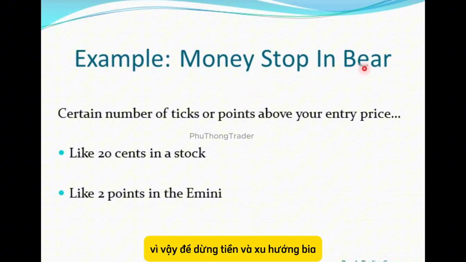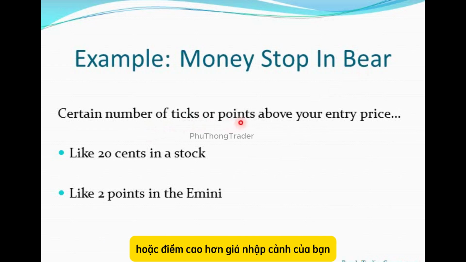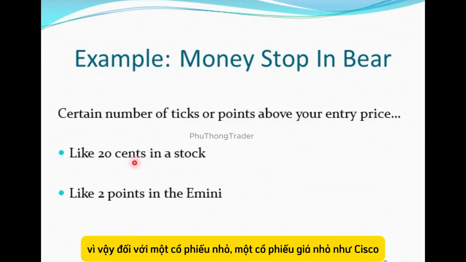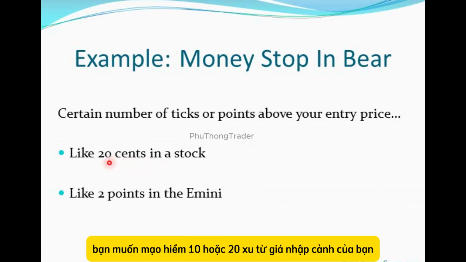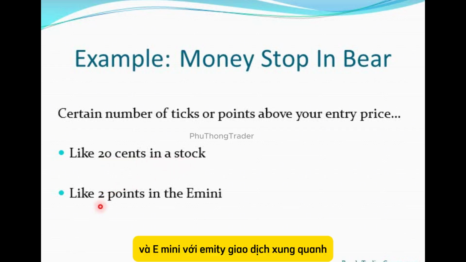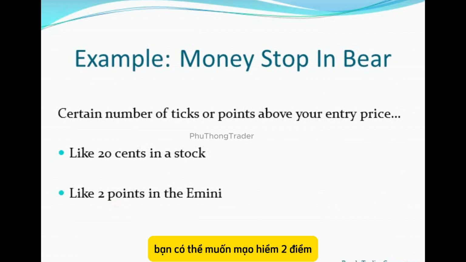So for a money stop in a bear trend, you want to risk a certain number of ticks or points above your entry price. So for a small price stock like Cisco or Bank of America, maybe you want to risk 10 or 20 cents from your entry price. And the E-mini, trading around, let's say, 1400 or so, and the average daily range of about 10 points or so, you might want to risk 2 points.